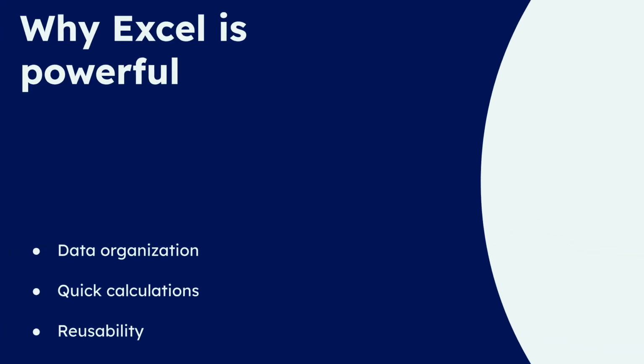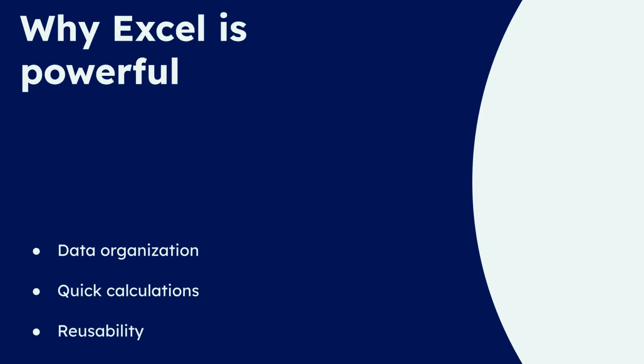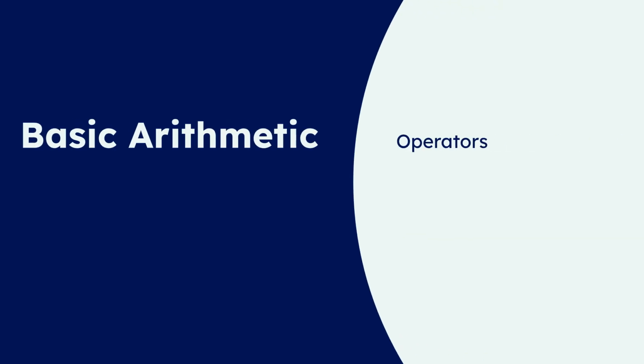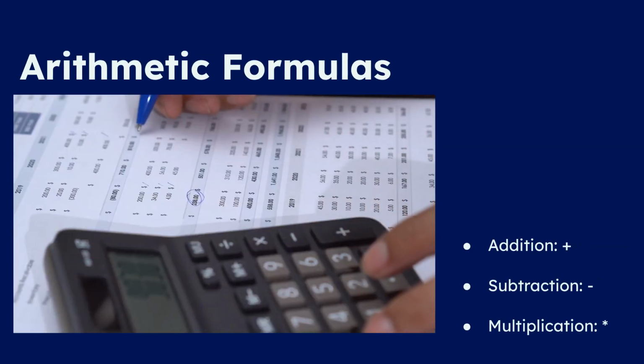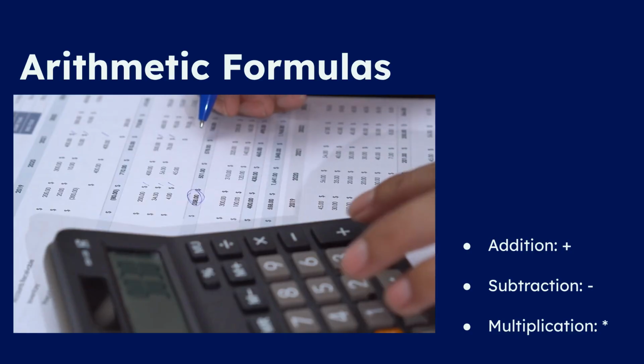Excel is incredibly powerful because it allows you to organize data clearly, perform instant calculations on large data sets, and reuse formulas efficiently across your workbook. Let's start with the foundation, basic arithmetic. In Excel, you use specific operators for addition, subtraction, multiplication, and division. Remember that all Excel formulas must begin with an equals sign.